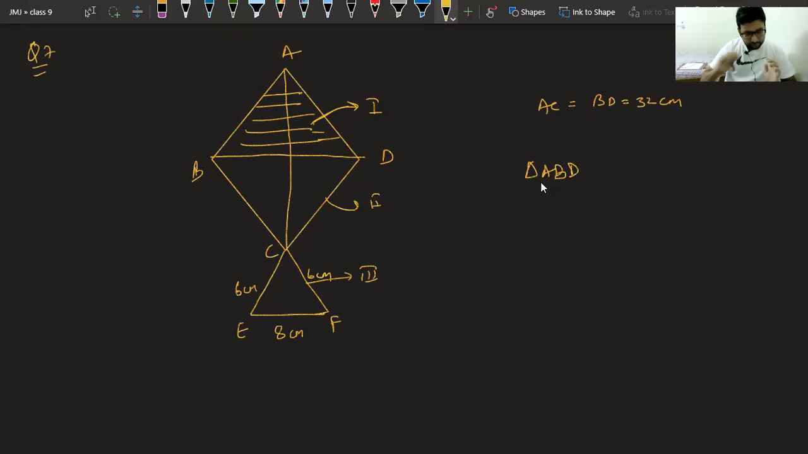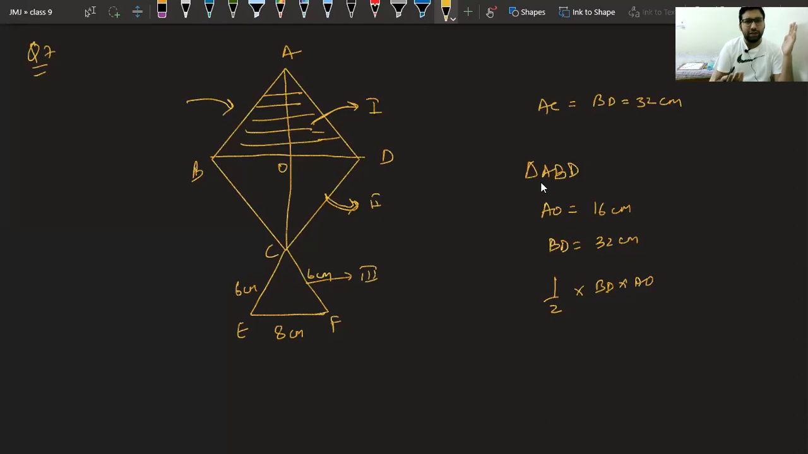Okay, very good. Half base into height. For that, you can say AO is equal to half of 32. Very easy. AO equals 16 centimeter. And BD is given as 32 centimeter. So we can easily find this triangle by half base into height. Aryaman, Utkarsh, Rudra, all are correct. So triangle ABD area is half into BD into AO. By finding this, we have found the first portion. For the second portion, no need to find, because in a square we have 2 equal areas. So the second portion is the same.